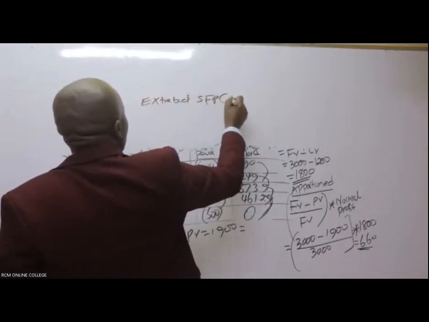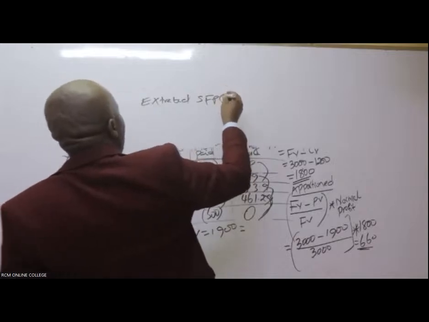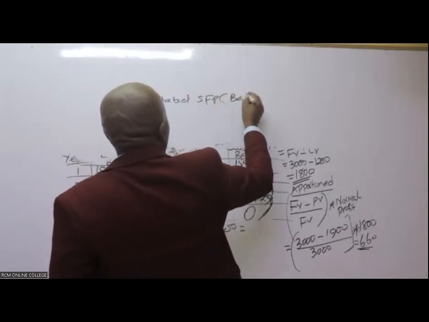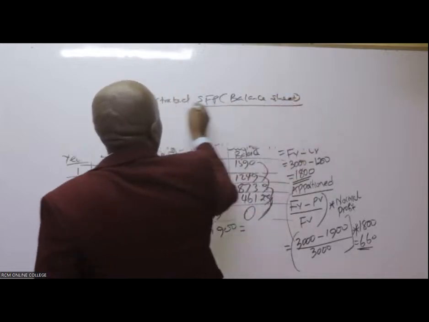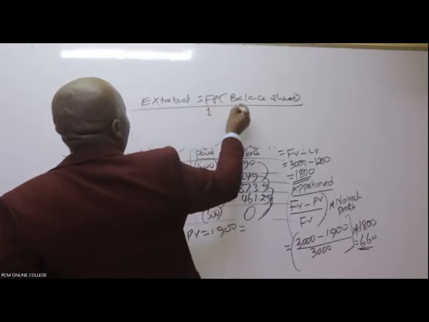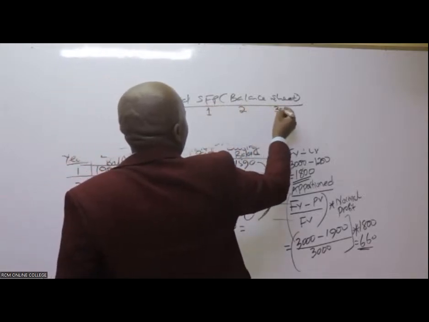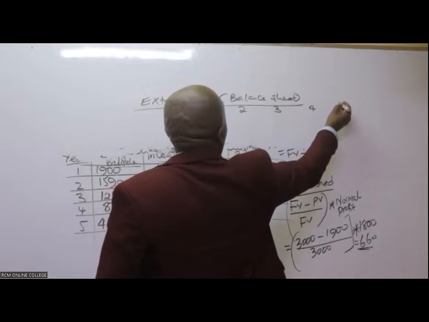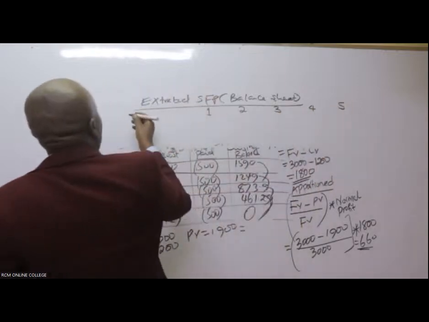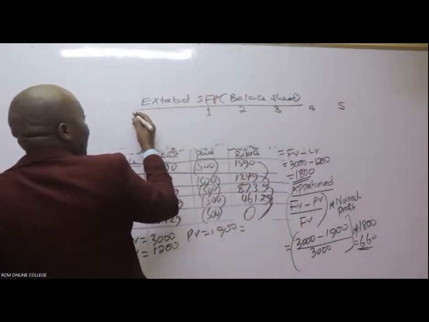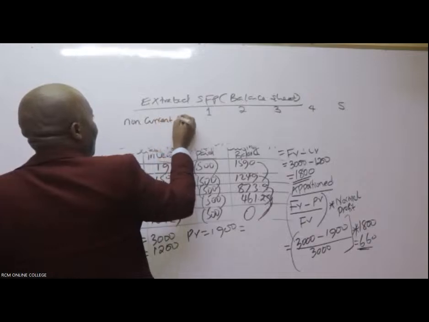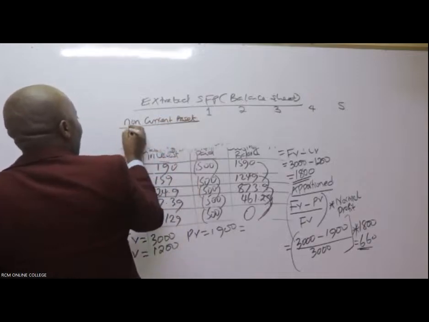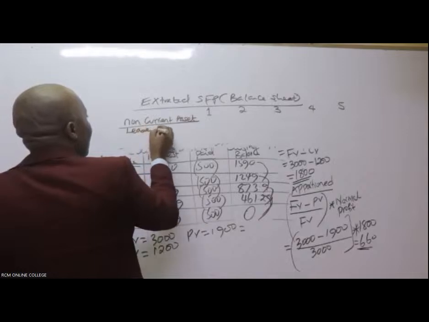Statement of financial position. So then what we have, ladies and gentlemen, here, this of course is the balance sheet. So we have year 1, year 2, year 3, year 4, year 5. Under assets, we shall have non-current assets. So we shall be having what we call the lease investment.